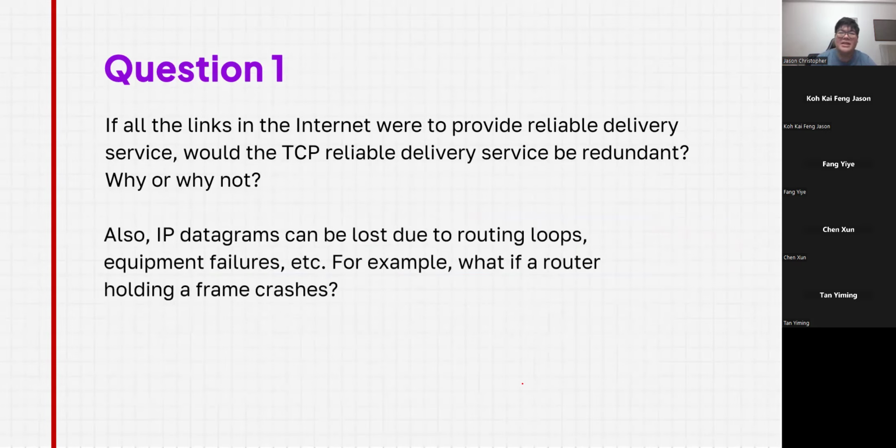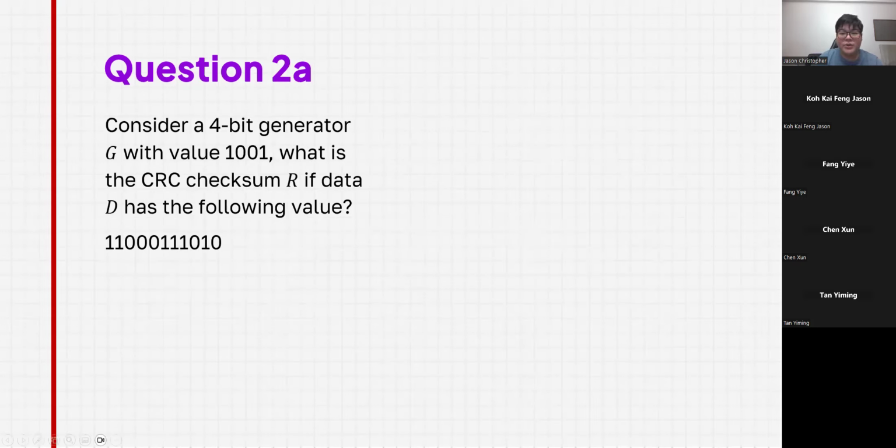Another case is also, of course, if they provide reliable delivery service, there would have to be one point where something breaks. That will also be a consideration, because now we are talking about physical items, right? So there is a possibility that it also breaks. Thus, we still need some form of reliability in terms of the software. Yeah, that is just one point that we can discuss. Any questions for question one? Nope. Okay.